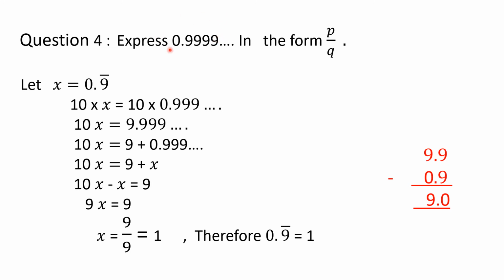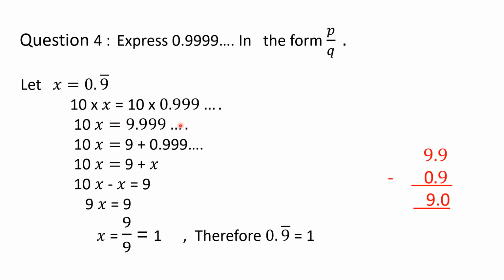Express 0.999 etc. in the form P by Q. So 0.999 is what? 0.9 bar, because 9 is repeating, so 9 will have a bar, right? So x is equal to 0.9 bar. So since there's one digit repeating, we take 10 and multiply on both sides. Then here, since we multiply by 10, point moves 1 point to the right, so it becomes 9.999.